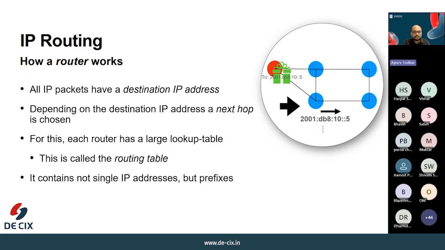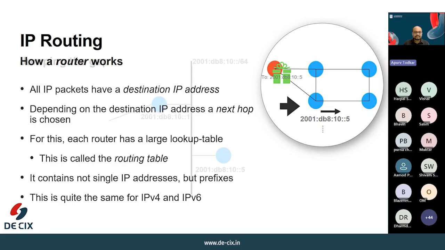Every IP packet has a destination IP address. Based on that destination address, the router decides where to send the packet. In other words, it selects the next hop. To do this, the router uses a large table called the routing table.